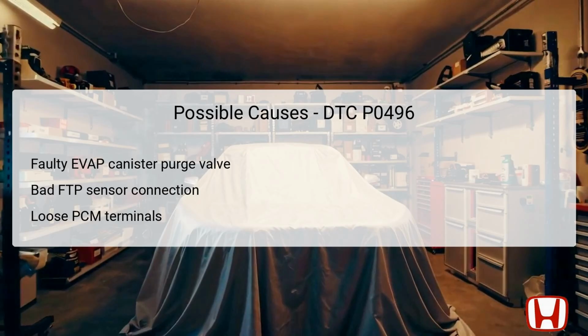It's also essential to assess the terminals connecting to the PCM. Loose or corroded terminals can interrupt the communication between the module and other components, causing erratic behavior leading to high purge flow detection. Each of these causes plays a crucial role in the operational integrity of the EVAP system.